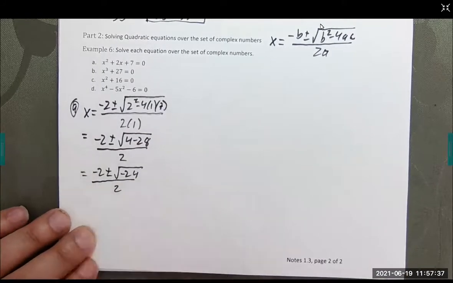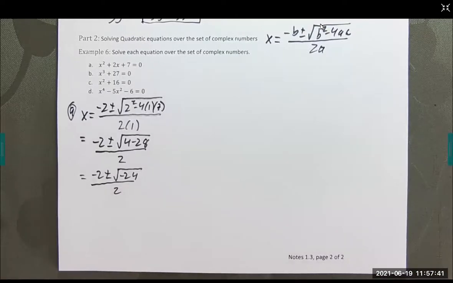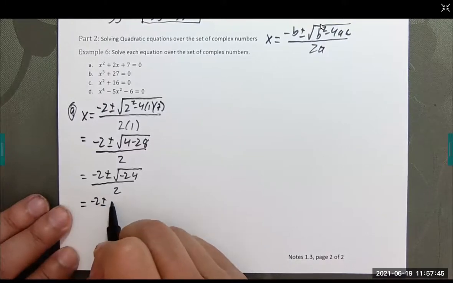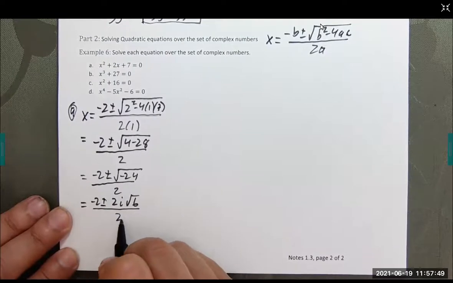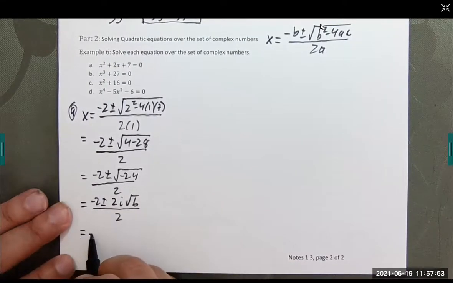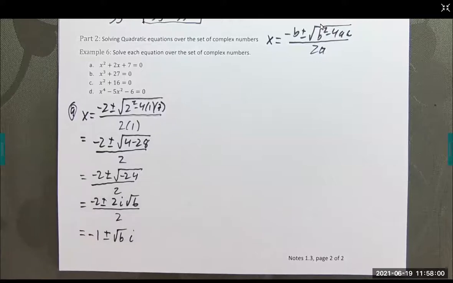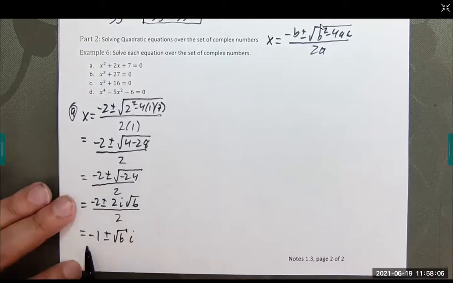So here we have a negative under the radical, which is okay. I'm going to go ahead and simplify that radical. Now this is 2i root 6 over 2. And I'm going to factor out a 2 and reduce it. That's going to give me negative 1 plus or minus root 6 i. I want to be really careful with this. Often I'll write the i in front so that there's no confusion that that i is not under the radical.